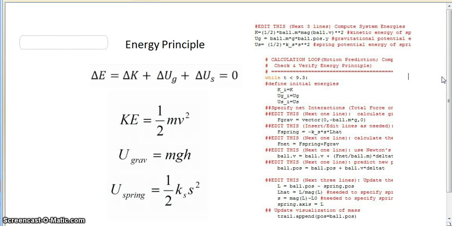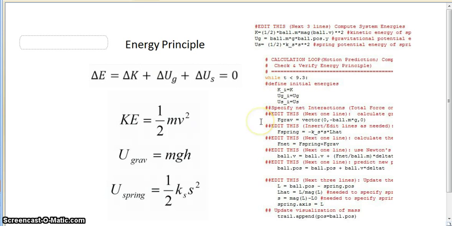Next, I calculate the energy values of the system. The components of the system are the mass, the earth, and the spring. To calculate the kinetic energy of the mass, I used the equation 1/2 times mass times velocity squared. I calculated the potential energy of the earth using the equation mass times gravity times height. The potential energy of the spring is calculated using the equation 1/2 times the spring constant times s squared. I then plugged these values into the model here.